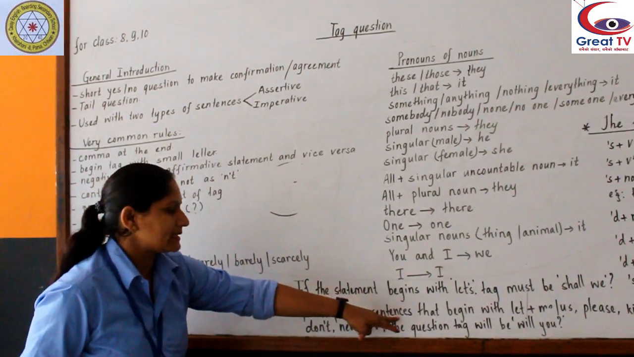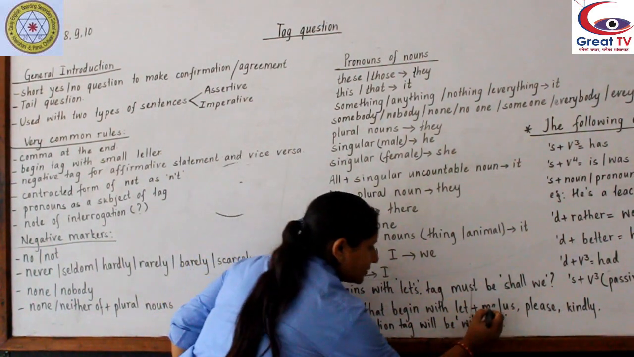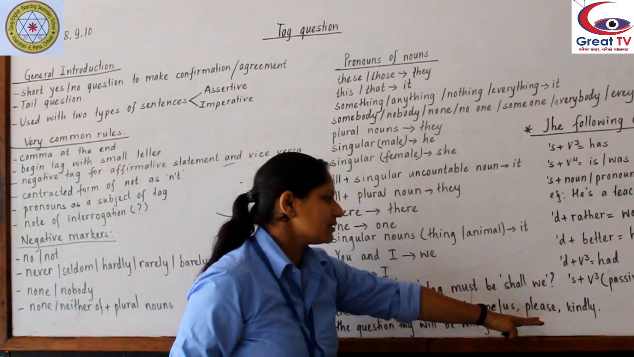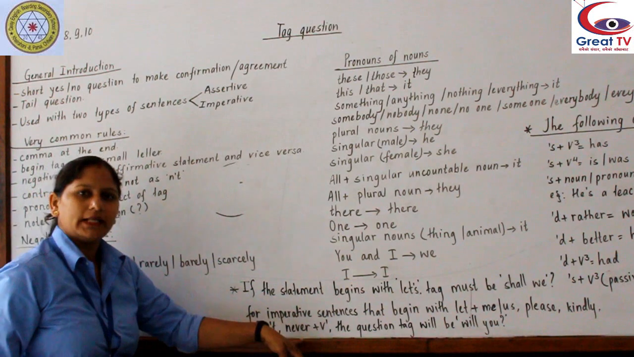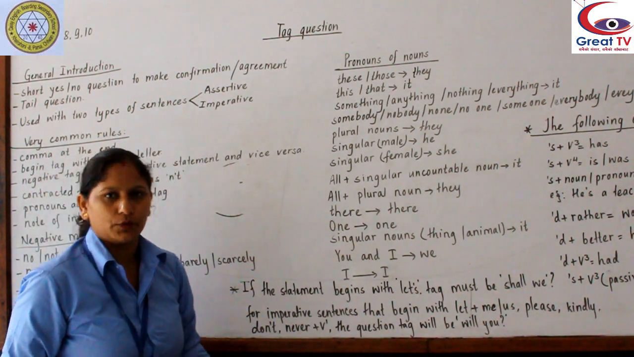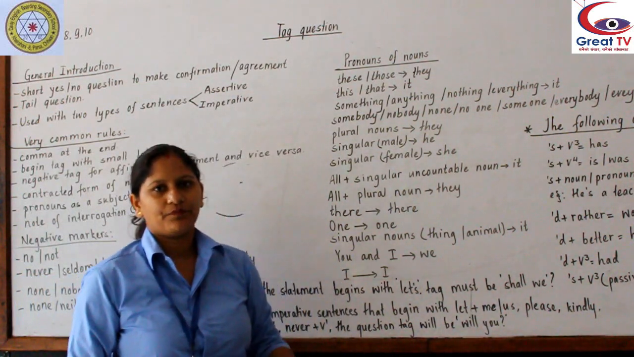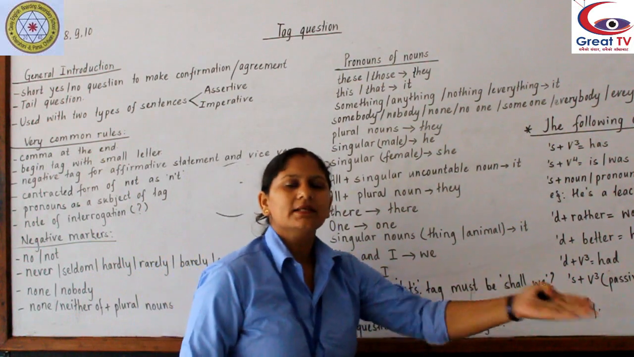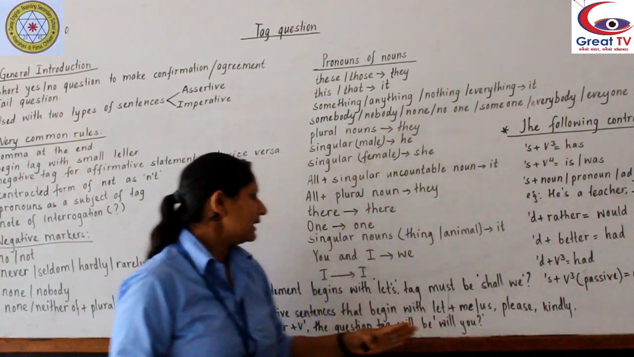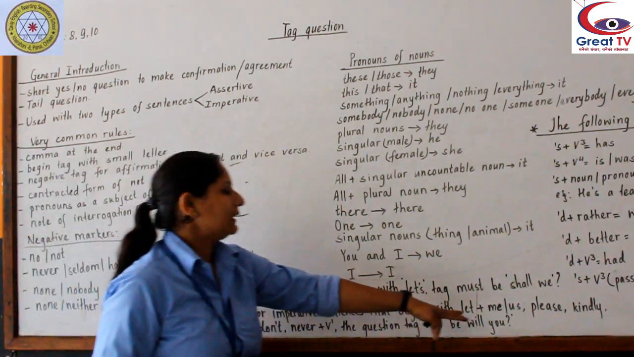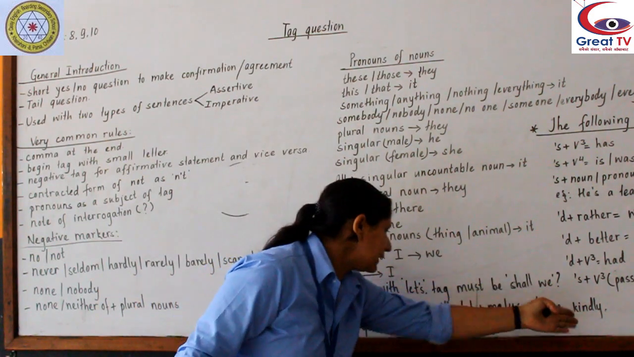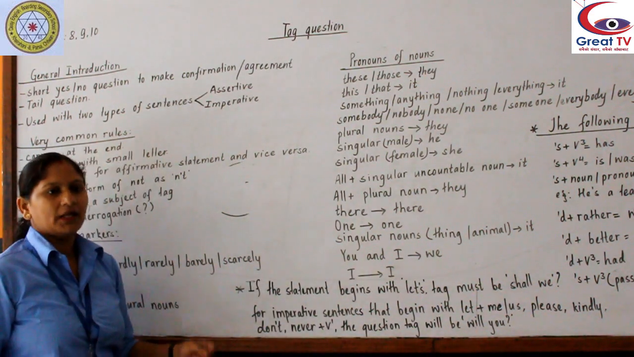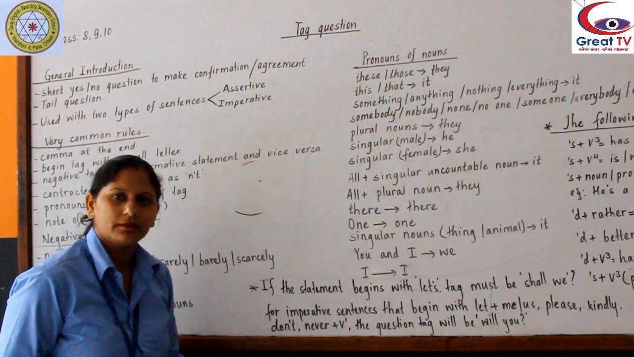And for imperative sentences that begin with let me, let us, please, kindly, don't or never plus verb 1, the question tag will be will you. Let me go out, will you? Let me use your pen, will you? Please give me your cell phone, will you? Never repeat this mistake again, will you?